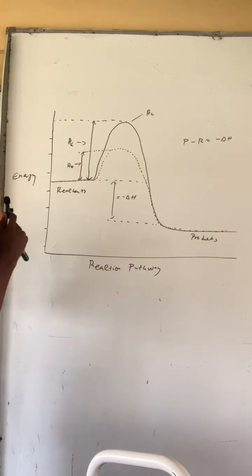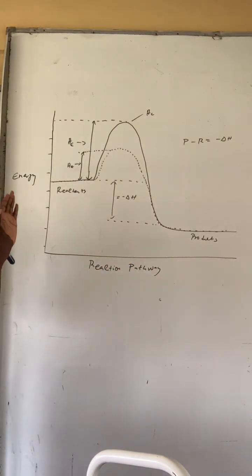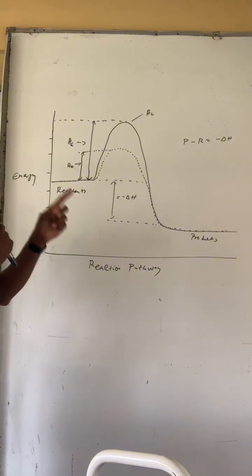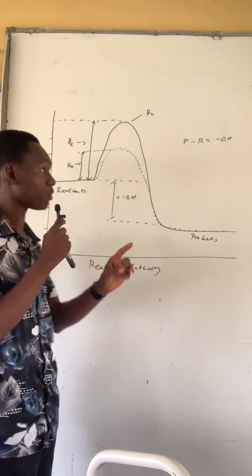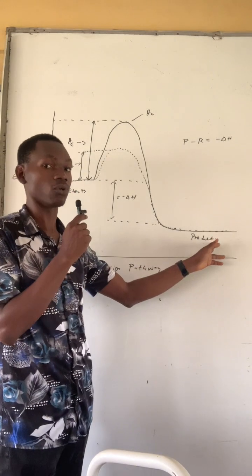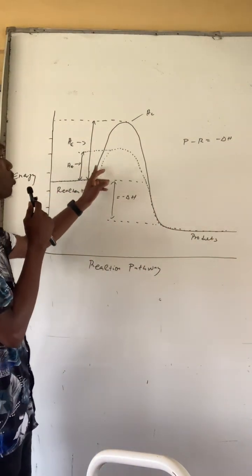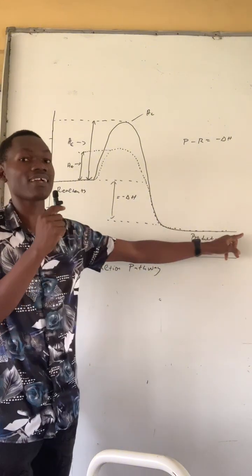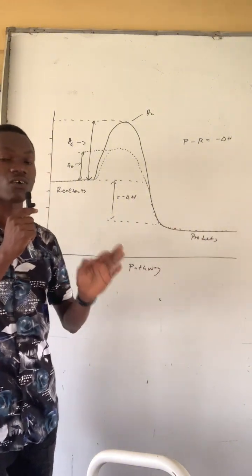So this is the sketch of the energy profile diagram of an exothermic reaction. Remember, it's an exothermic reaction because the energy of the reactant is more than the energy of the product. Now, this dotted line shows the pathway when a catalyst is involved.